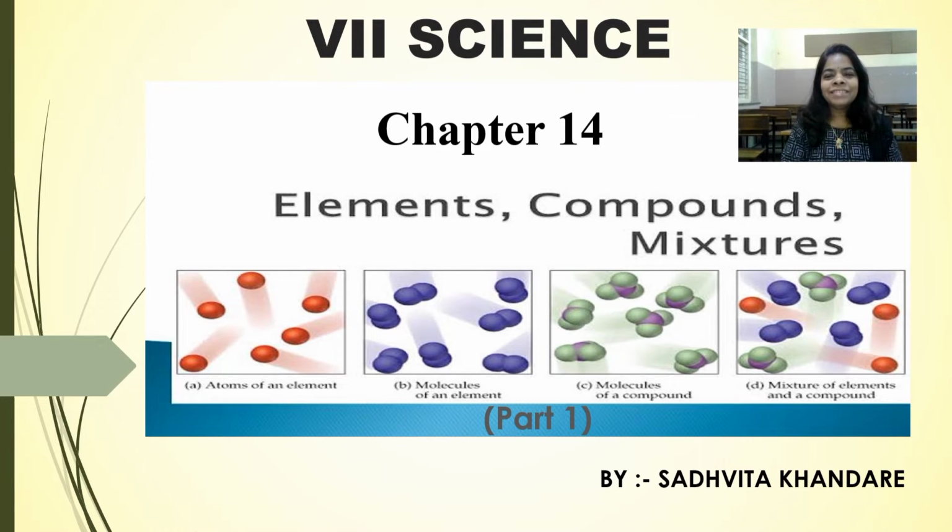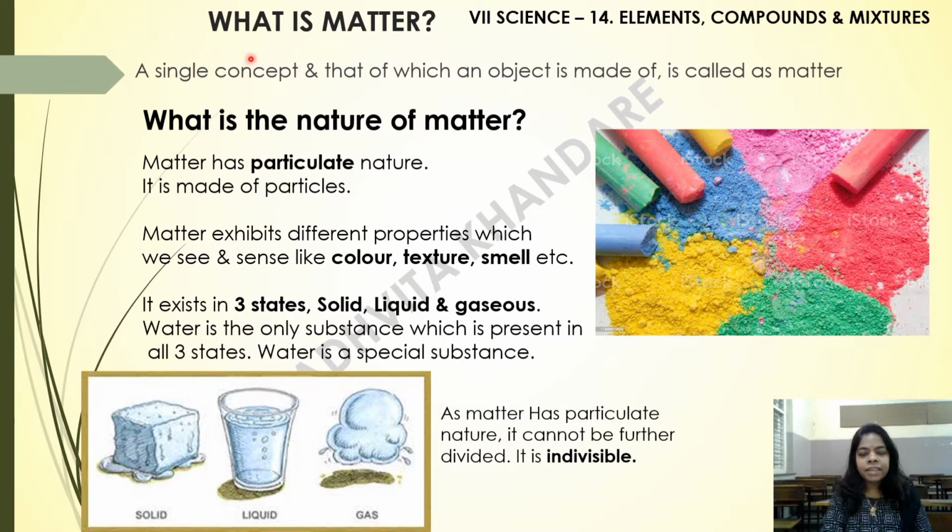So let's begin. First of all children, to understand what are elements, compounds and mixtures, we need to know how they are made, what they are composed of. Every particular substance present in nature is made by joining small things together, and then we are getting a big thing. So this is something called as matter. Every substance is made of matter, which is the smallest entity, which is the smallest particle. So what is matter? A single concept, and that of which an object is made of is called as matter.